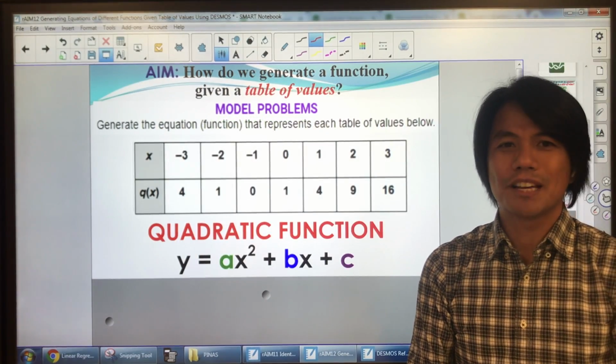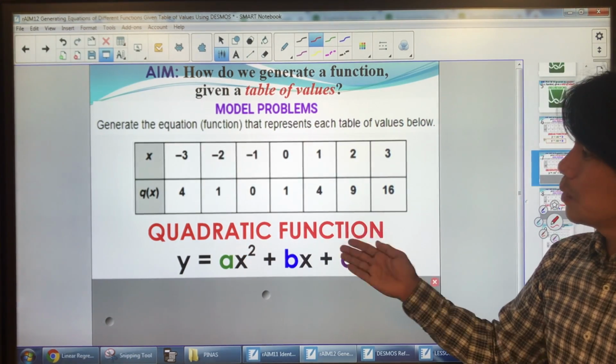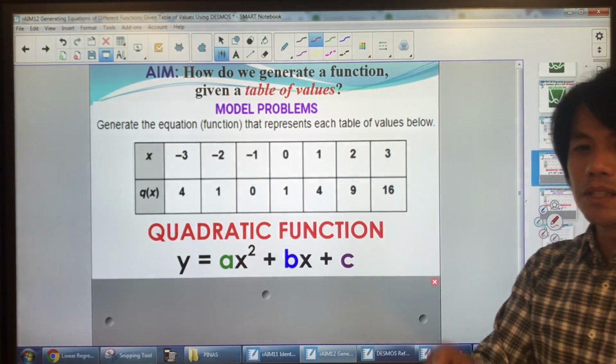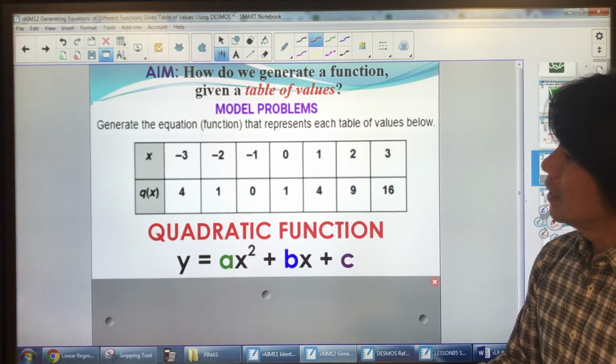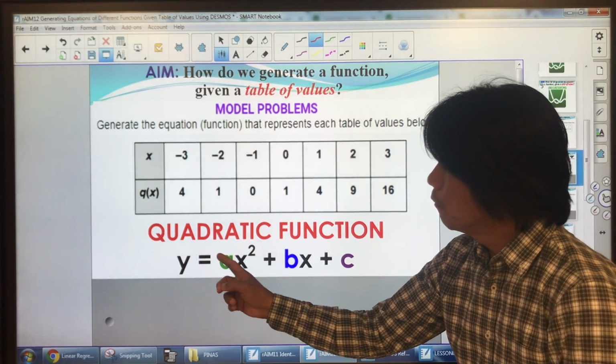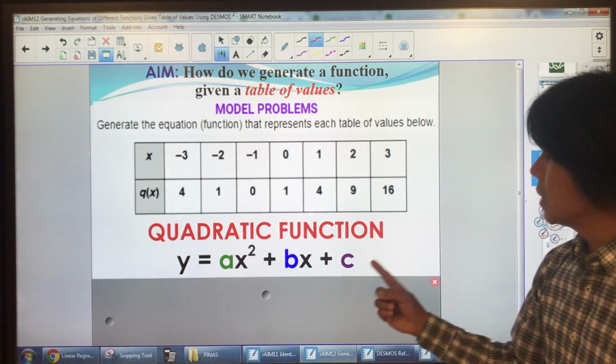Now let's go to the second model problem. We already know that this table represents a quadratic function. How did I know that? Click the link below inside the description box. And this is the standard formula for a quadratic function: y equals ax squared plus bx plus c.